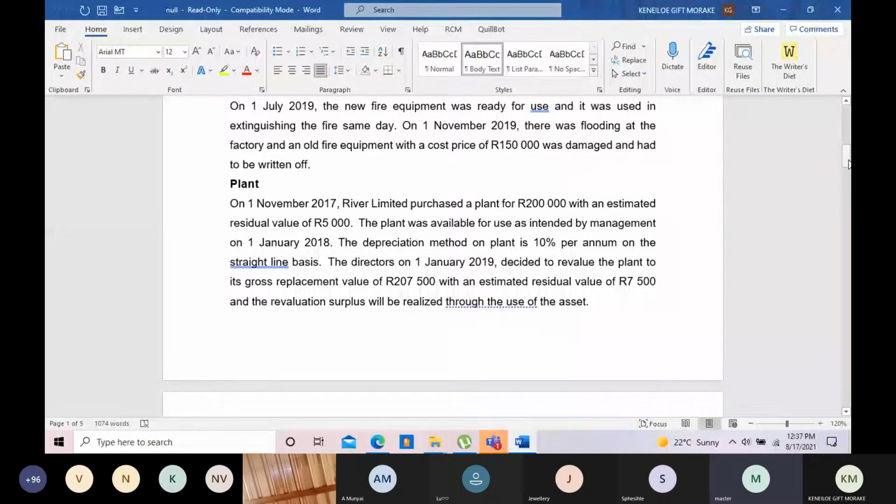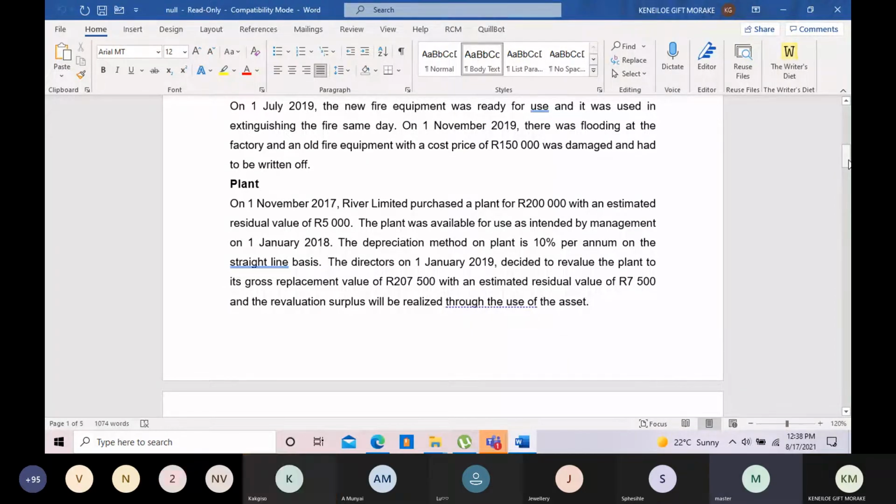And then the directors on the 1st of January 2019 decided to revalue the plant to its gross replacement value of 207,500. I'm going to show you how to deal with a statement like this. If there is a gross replacement value of a certain amount, you'll see today how to deal with those assets, right? Because the directors are those who are taking the decisions.